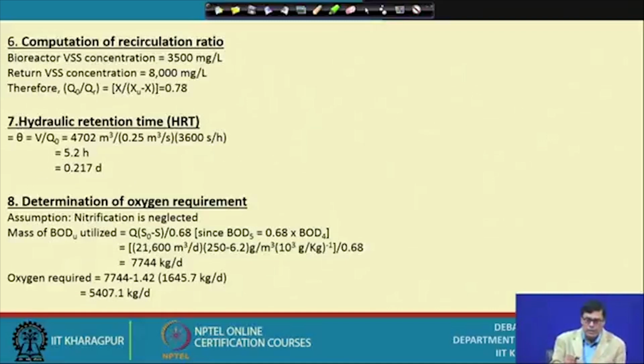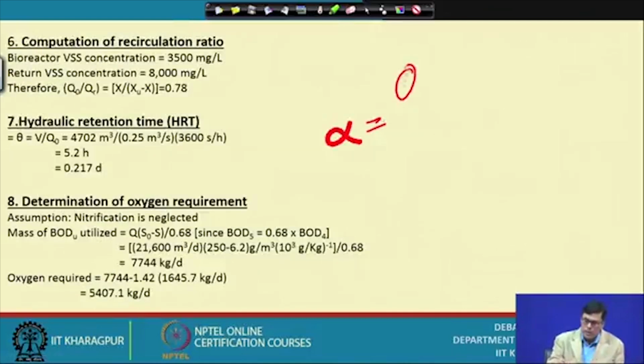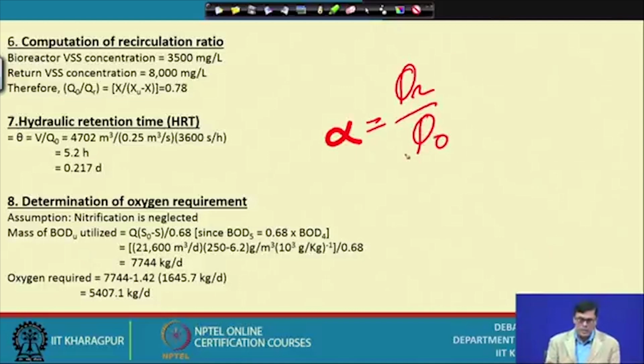Next, the recirculation ratio we can easily find out. Usually we denote the recirculation ratio by alpha. Alpha is equal to QR by Q0. This is the recirculation ratio. I think there is some mistake here, we can make the correction. Then we can find this through the material balance across the reactor, and find out the value of QR by Q0.